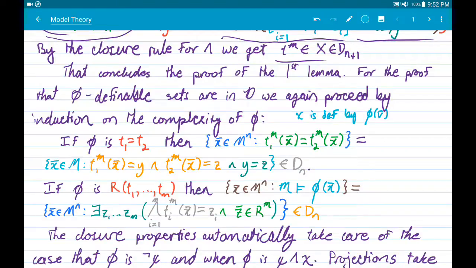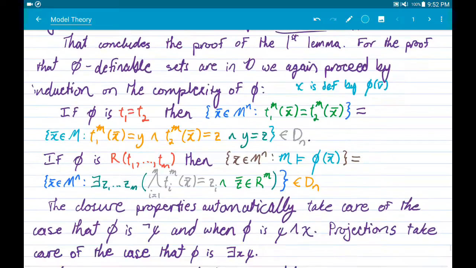So we have concluded the proof of the first lemma, which, recall, was about the fact that the graph of every term function is in one of these Dn. We move on to proof by complexity of formulae that if x is any set definable by phi, then the set x is in one of these Dn. That's our goal at this point.